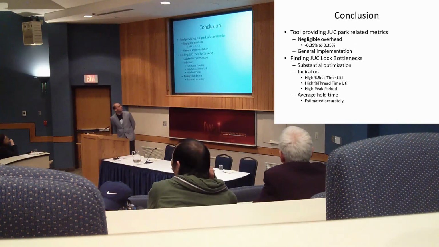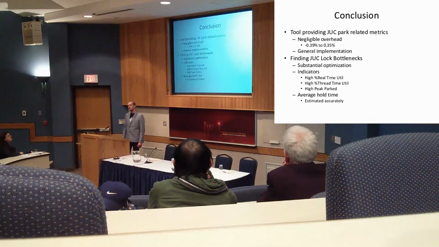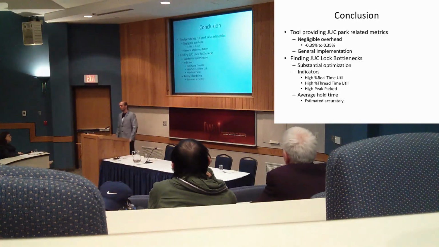So in conclusion, what we did is we provided a tool. This tool is embedded in the IBM JVM, and it's measuring JUC park-related metrics. We also measure our overhead. It's negligible. It's practically 0. We implemented this in a general way, so it doesn't really matter that it's for the IBM JVM at the moment. If somebody reads through our paper and through the thesis, they can go ahead and implement that stuff, although we're filing for a patent at the moment.